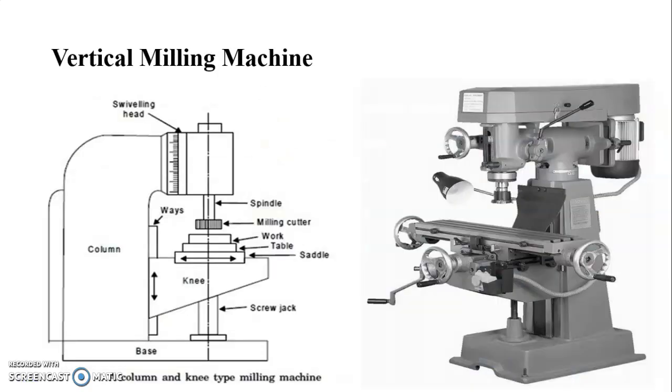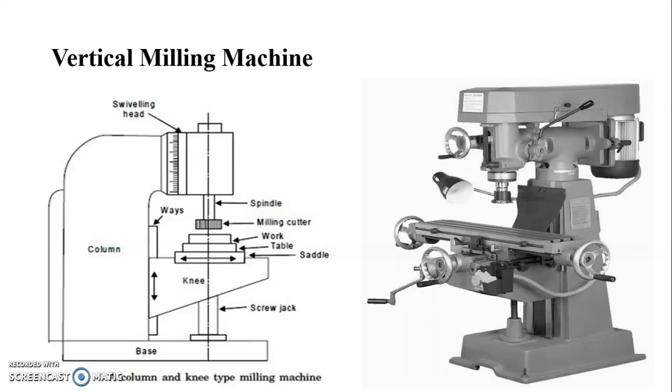So next, the vertical milling machine. As the name suggests, the spindle of the vertical milling machine is vertical. The cutter is mounted in the spindle and it is generally used for slotting, grooving, drilling, and boring of holes. The commonly used vertical milling machine is shown in the figure. In construction, it consists of a number of parts, that is base, column, knee, saddle, table and head.